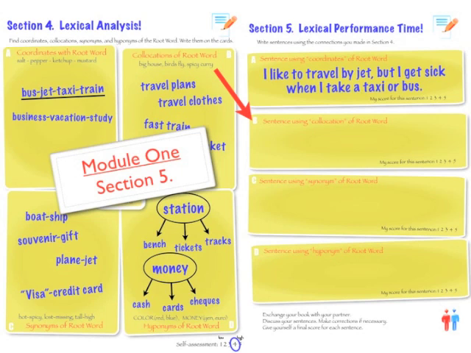Now it's B, sentence using collocation of root word. My travel plans included an expensive ticket for a fast train. Okay, now the sentence may not seem particularly natural, but they're making progress here. It's interesting. They're making this connection.